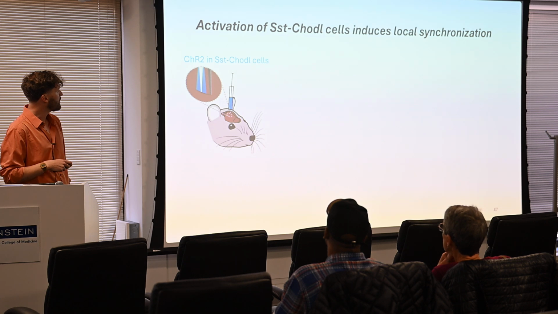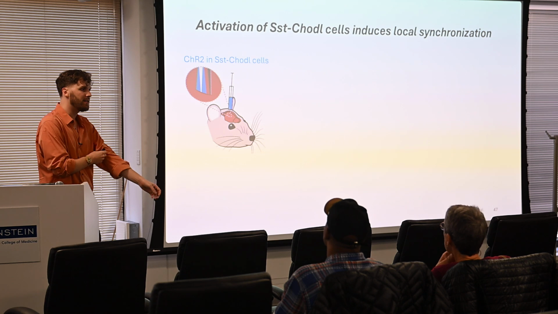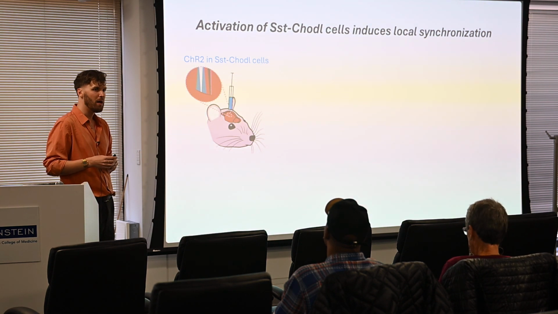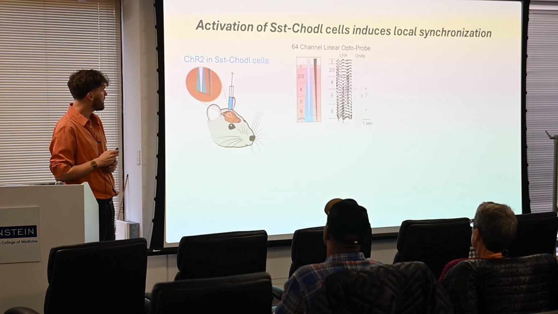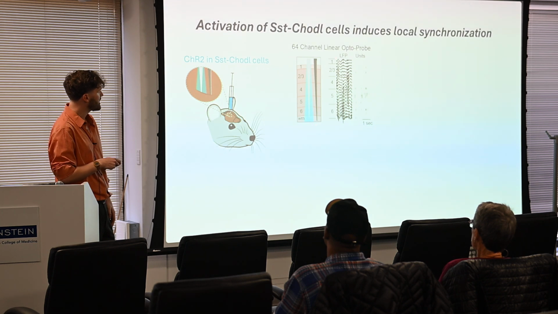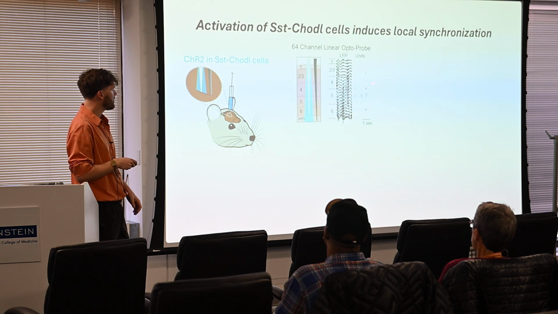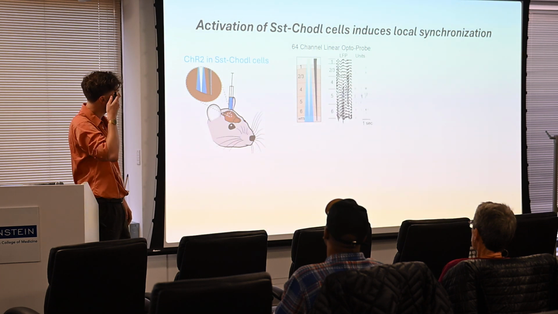And to do that, we turned back to our intersectional genetic tools. We expressed a channelrhodopsin in the somatostatin chortle cells, which allows us to turn these cells on by shining blue light onto the brain. So we recorded brain activity using these linear silicon probes, which have 64 channels that span across all the layers of the mouse cortex, allowing us to record local field potentials as well as spiking activity across all the layers that we're able to stimulate with these tapered optical fibers that are also inserted into the brain.